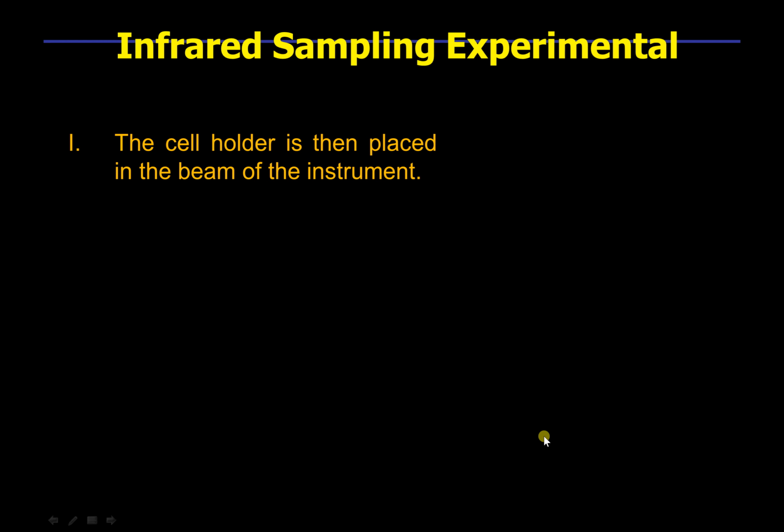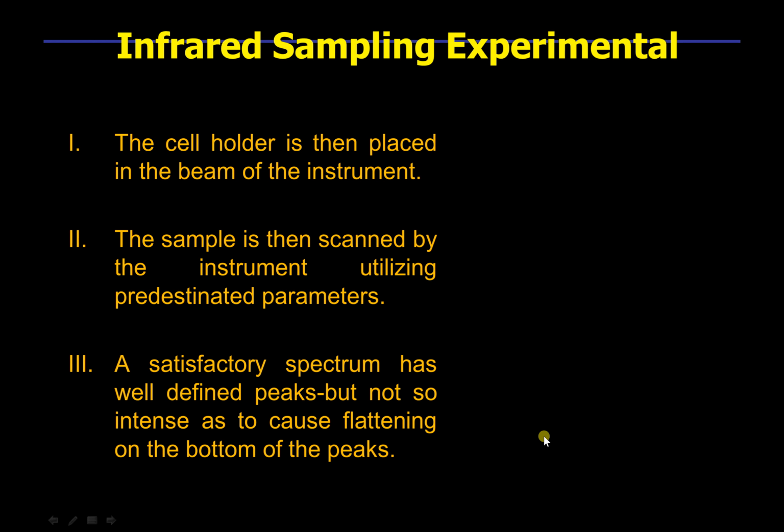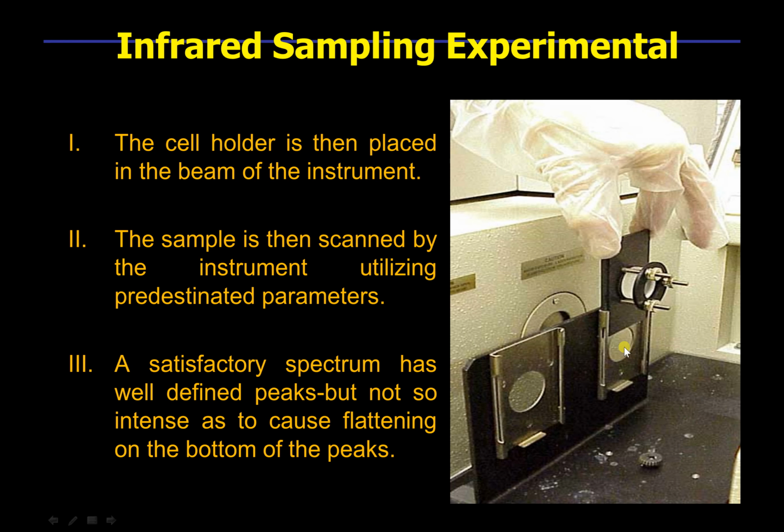The cell holder is then placed in the beam of the instrument, or the radiation path. The sample is then scanned by the instrument utilizing predetermined parameters. A satisfactory spectrum has well-defined peaks but not so intense as to cause flattening at the bottom of the peaks. So this is then put inside. These are the plates. In between, the film is formed, and this is fitted nicely in this, and from here the radiation comes. This is the standard and this is the sample, and this keeps on moving in the path alternately. Fine.